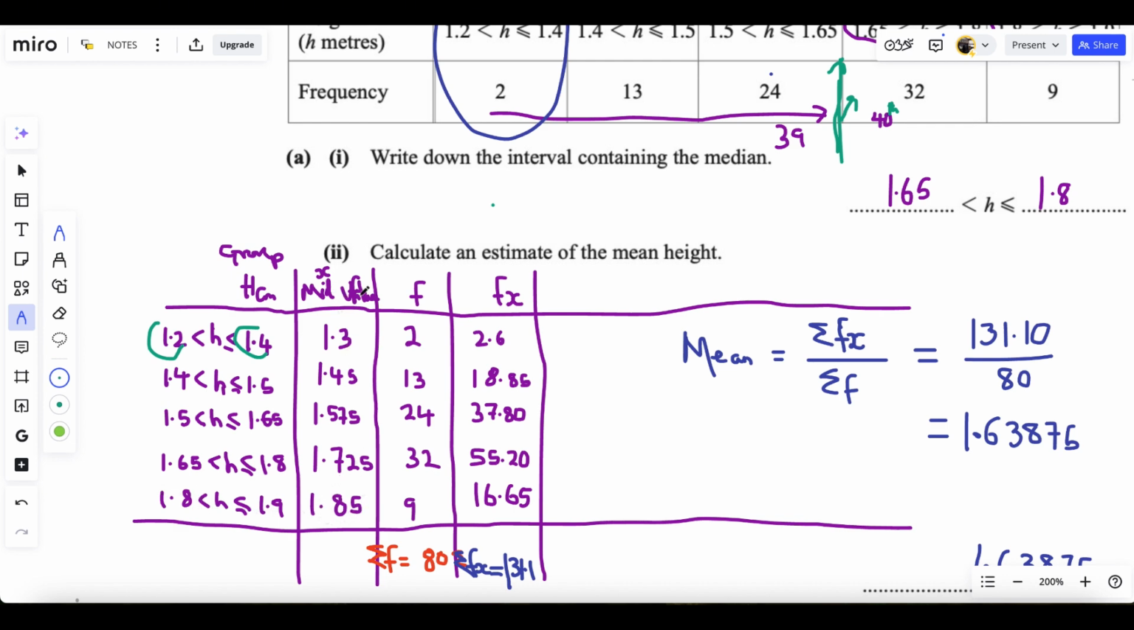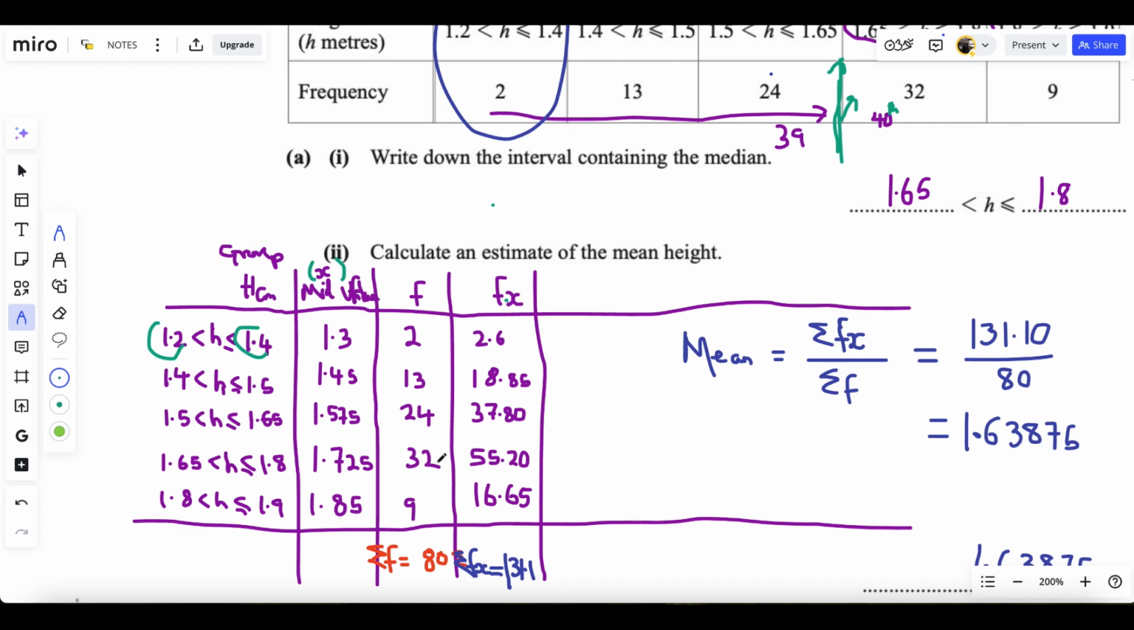Now we have the mid values. In grouped statistics, the mid values are called the values of x. So we put them down, then put our frequency, and then we find fx. fx means multiply the frequency times the mid value. So 2 times 1.3 gives 2.6. 13 times 1.45 gives 18.85. 24 times 1.575 gives 37.8.